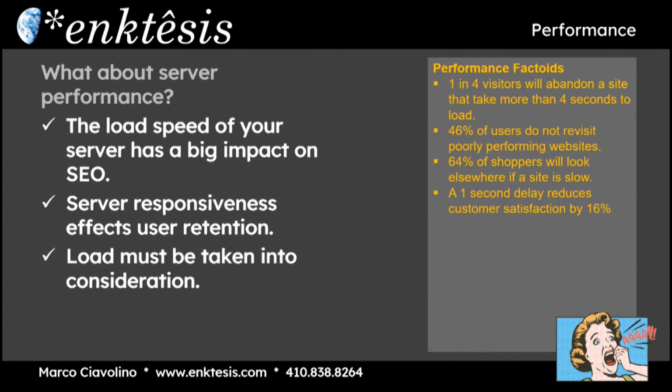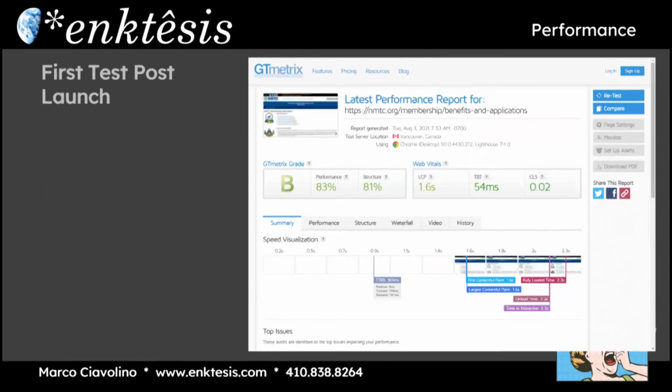If you have a lot of traffic, you want to make sure the server can accommodate that and not compromise your performance. So I ran some tests again on the new NMTC website. Again, we're refining this. So the first test I ran with no optimization turned on, we got a B from GT Metrics. There's many sites that do this. Performance 83 and so forth.